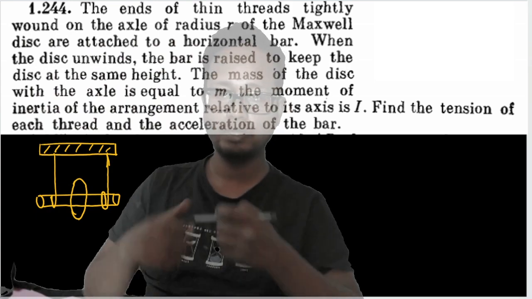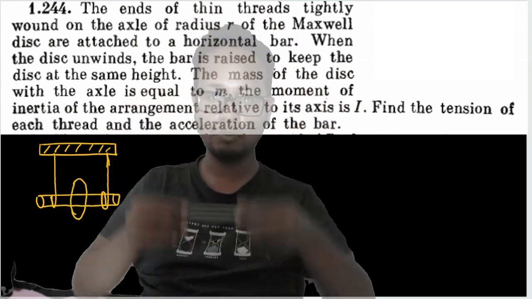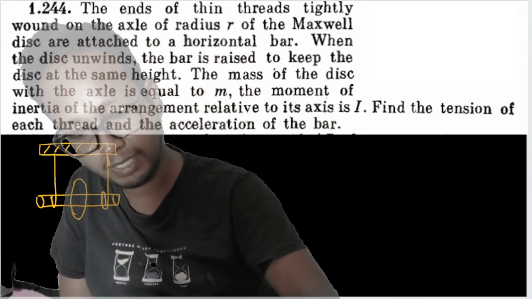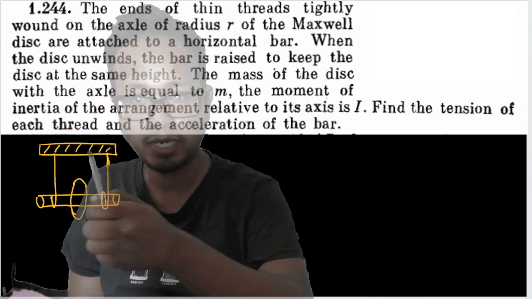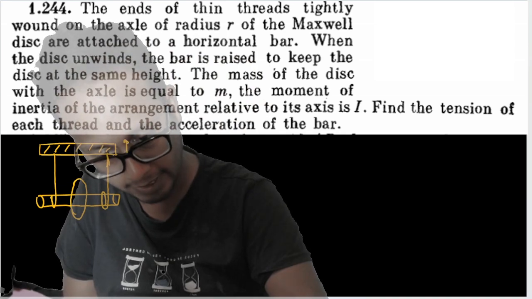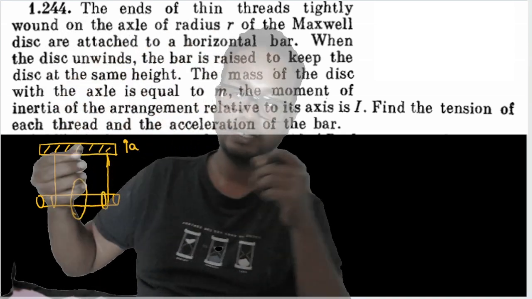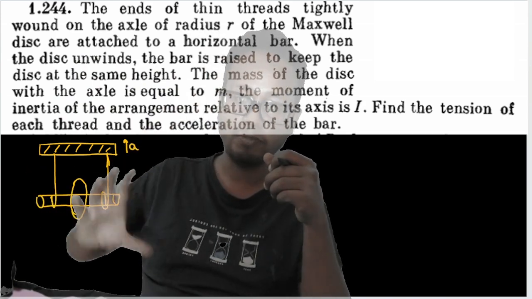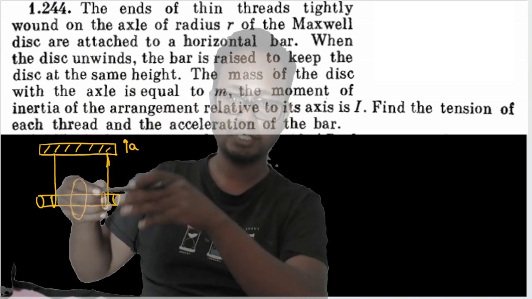See, a string is wound on both sides. Suppose I leave it, what will happen? The string will roll down, or the Maxwell disc will roll down, isn't it? In this question, what is being asked is that this bar is moving up with such an acceleration, and this Maxwell disk is kept loose. Kept loose means it is kept at rest or started from rest. It will start rolling down.